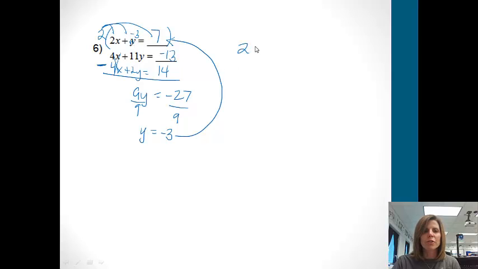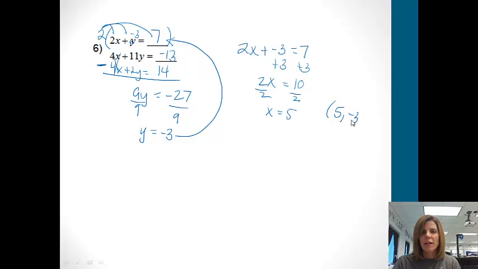So I'm going to have 2x plus negative 3 is equal to 7. Then from here, to get rid of the negative 3, I'll add 3 to both sides. I'll get 2x is equal to 10. And then I'll divide both sides by 2, and I get x is equal to 5. So my point of intersection is (5, negative 3), because I do have to put the x first.